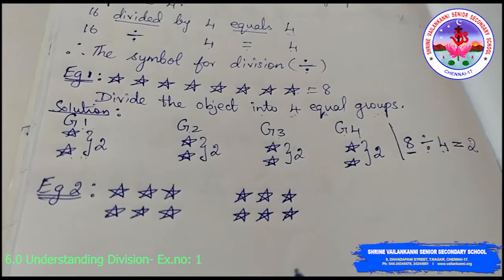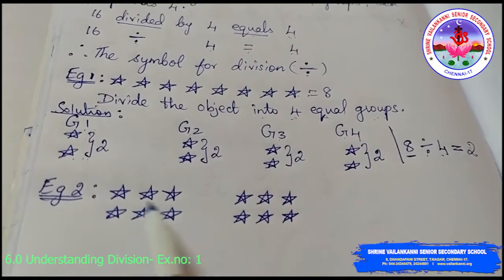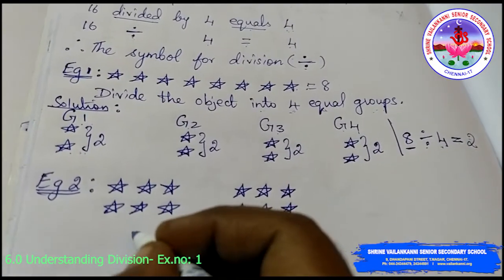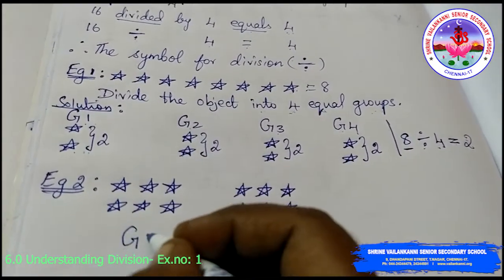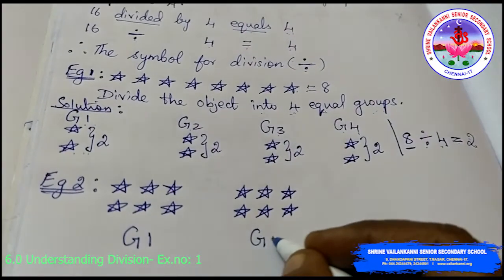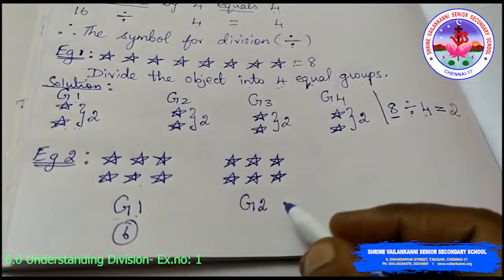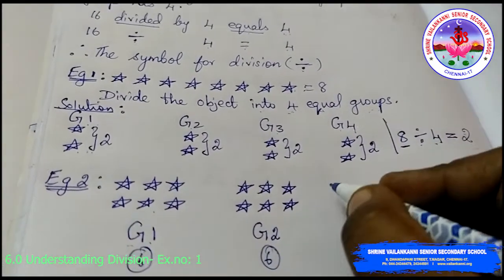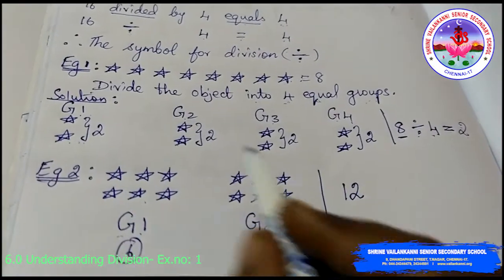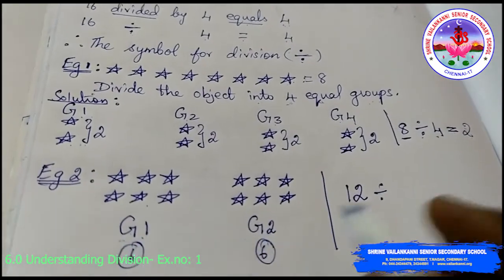This 12 stars is being divided into how many groups? If you see, there is a gap between these two groups. This is one group and this is one group. So I can consider these 6 stars as group 1, and these 6 stars as group 2. Group 1 has 6 stars, group 2 has 6 stars. Totally, how many stars are there? 12 stars. This 12 stars has been divided into how many groups? 2 groups.